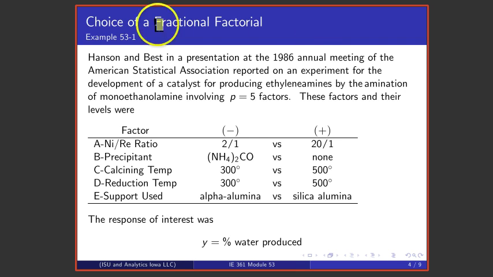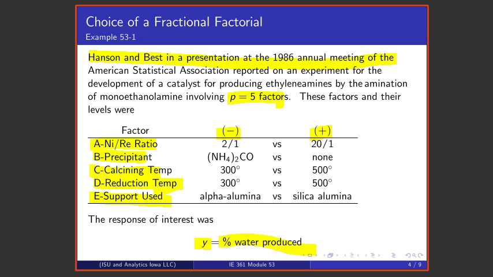Here's a real example, taken from a paper that was presented at a national meeting of the American Statistical Association on an experiment for the development of a catalyst. It involved 5 factors, A, B, C, D, and E: a couple of temperatures, chemical ratio, precipitant that was used, and support used for making the catalyst, each at 2 levels. So there was a low level and high level of each, and there was a well-defined response that was the percent of water produced using those various combinations.